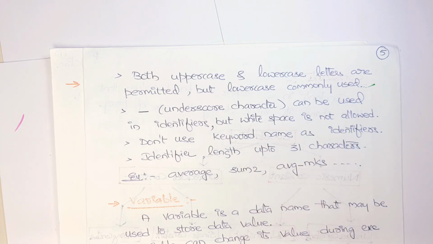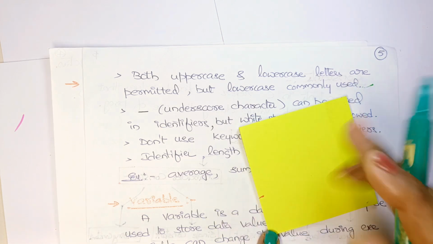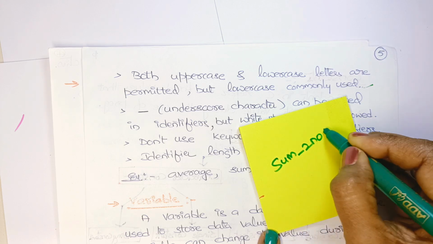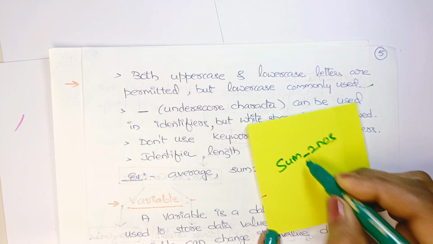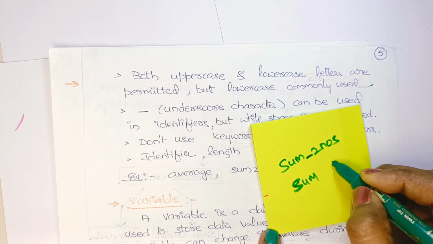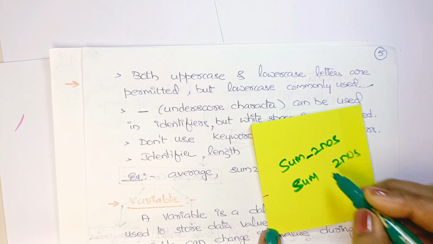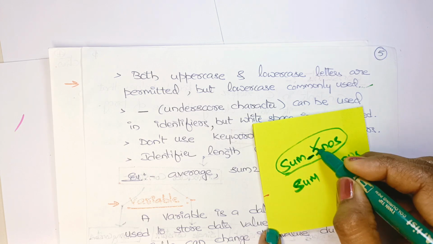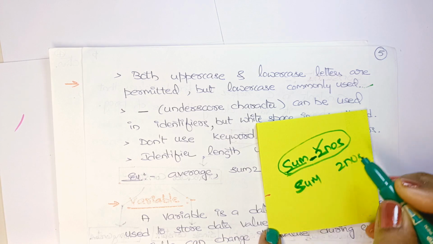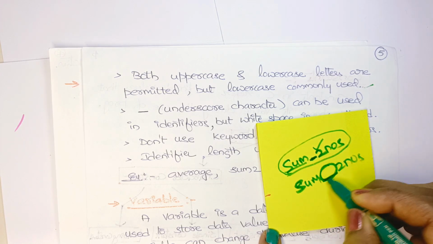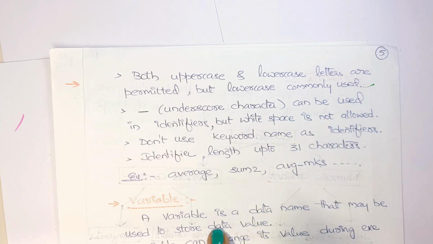If you want, you can use an underscore, for example sum_of_two_numbers. You can use underscores, digits, and characters in identifier names, but you cannot use white space. With a space it doesn't work.